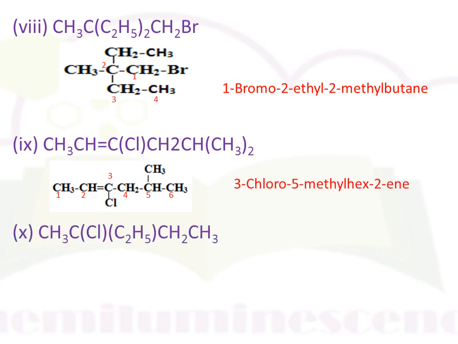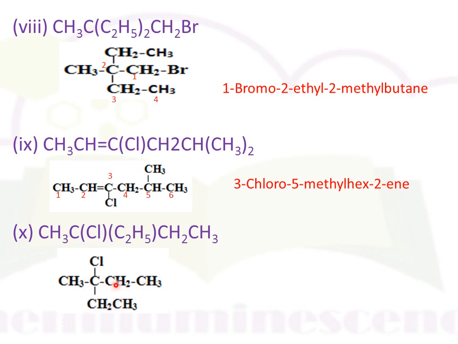Now the next one is this one. Write its open structure. Here also, select the longest continuous chain. If you consider this chain, it comes as 1, 2, 3, 4 carbons. But if you go like this, 1, 2, 3, 4, 5, this is a 5 carbon chain. Hence you have to select this as the parent chain.